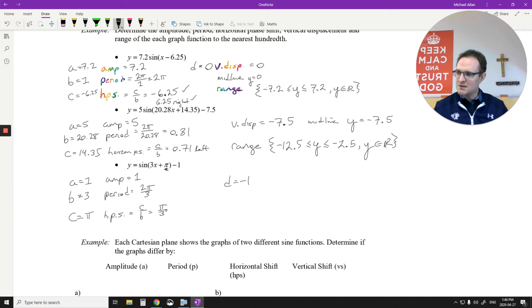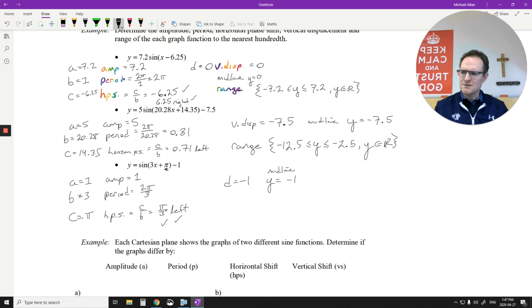Because it's positive, left. I'm okay with either one of those two. Like if you just leave me the number, that's fine. If you want to put the left in there, there's a little extra bonus for me, just for the fun of it. My d value tells me my midline is negative 1.